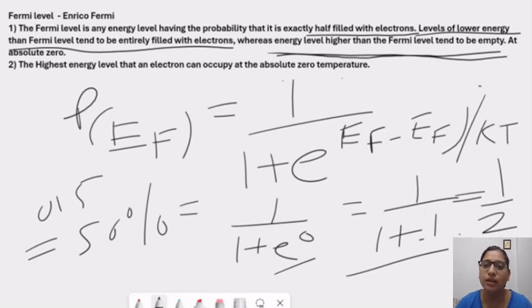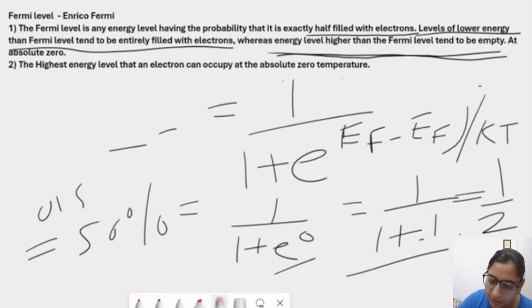First one is for EC, second one is for EV, and third one is for the middle, which is EF. So this is the case of the Fermi level. We understand that an energy level higher than the Fermi level is always empty. An energy level lower than the Fermi level is always filled, with 100% probability of finding an electron, and at the Fermi level we have 50% probability of finding electrons.